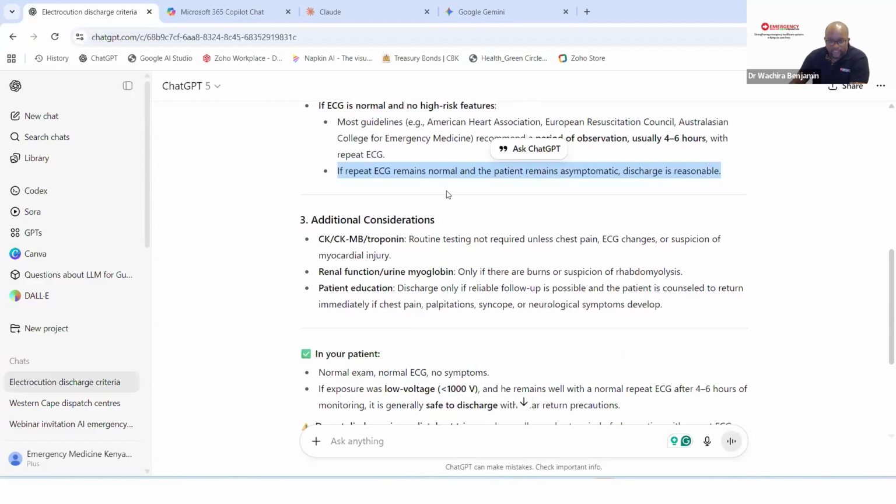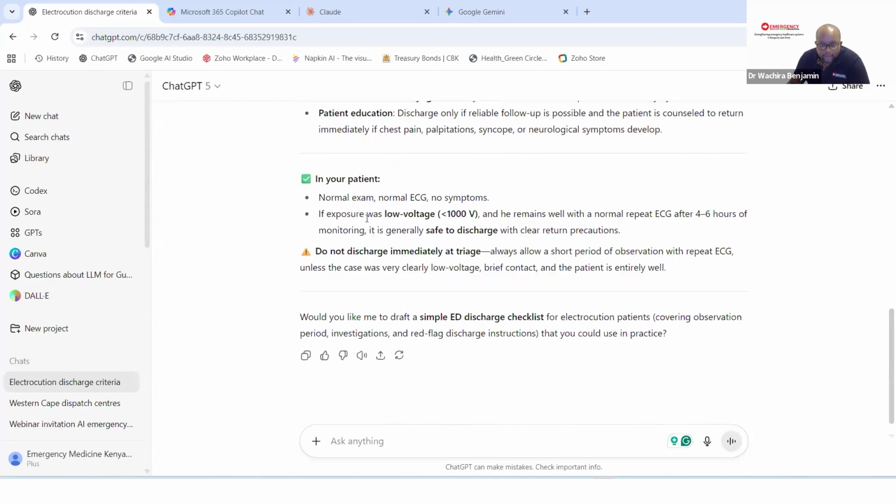Additional considerations: troponin is not required unless there is chest pain. It tells you what is needed when and how. Discharge only if there is reliable follow-up, a normal exam. If troponin is low and the patient remains well with a normal ECG for 6 hours of monitoring, it's generally safe to discharge with clear return precautions.